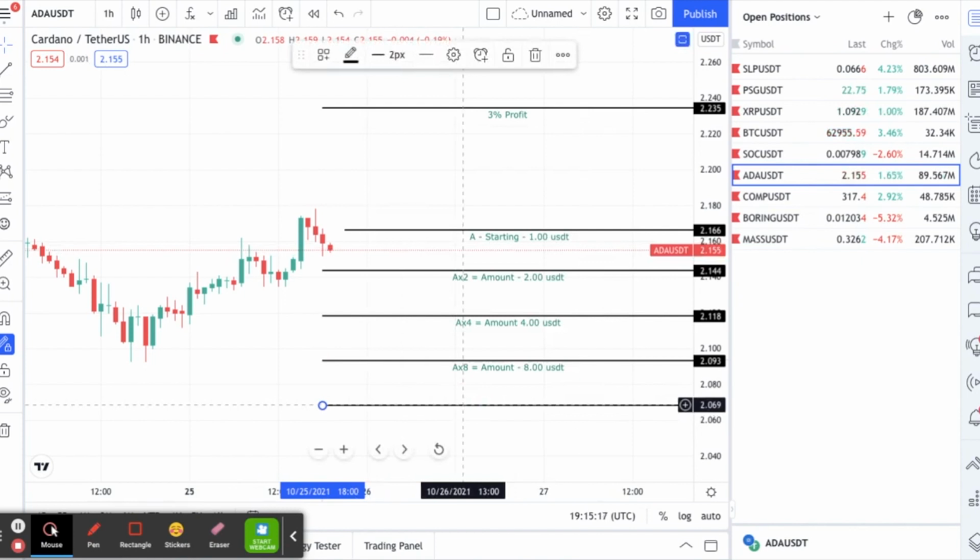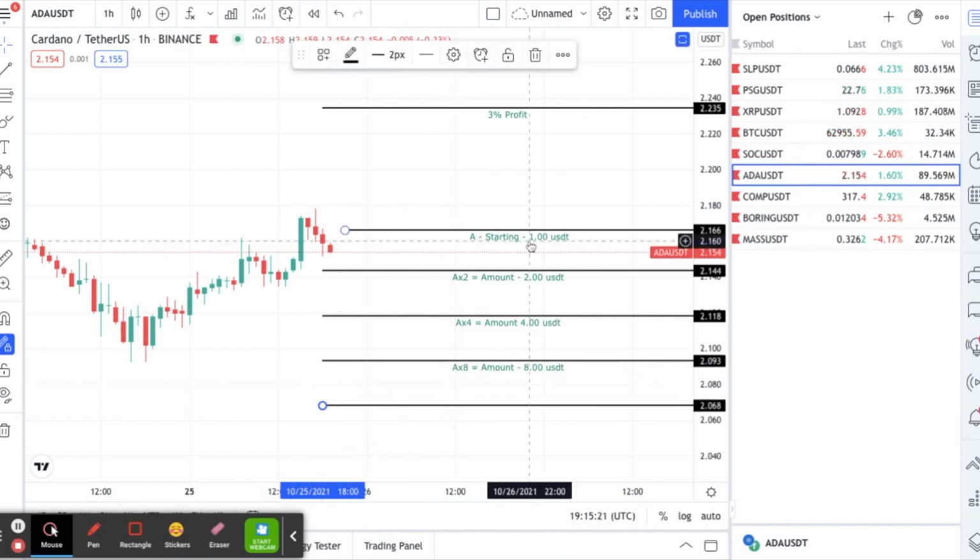Now, why is this important? It's important because you are literally using your average and averaging it down. Right now, if it hits this, it's going to buy $2 of ADA. Here's my profit: I want to make 3% profit on these trades.